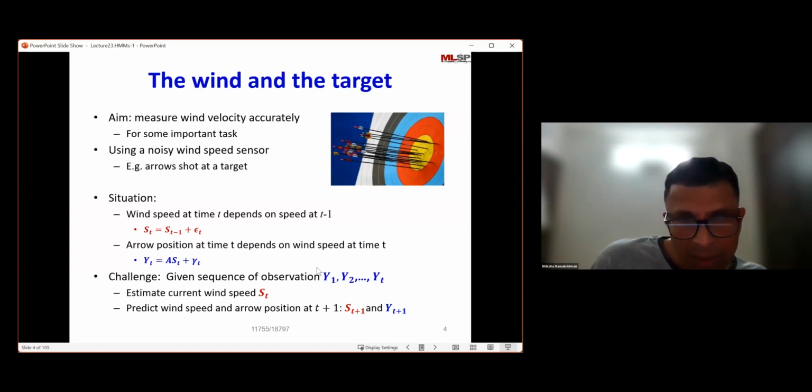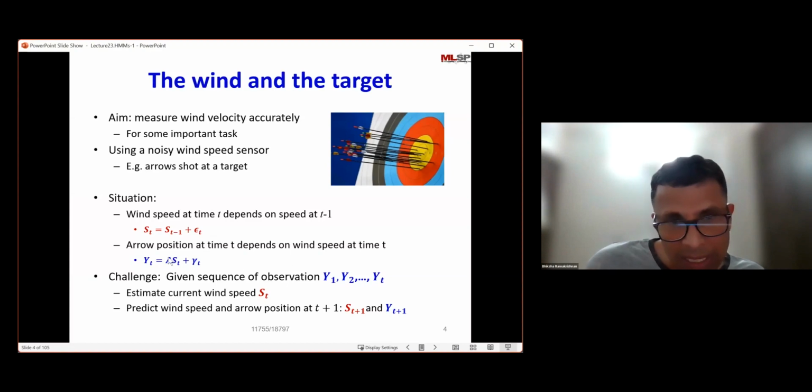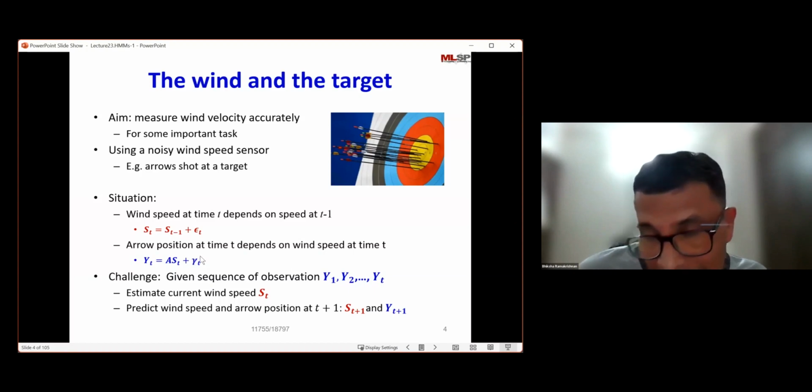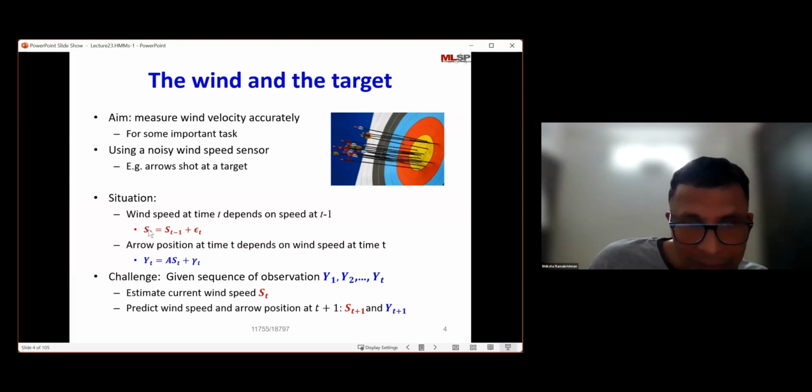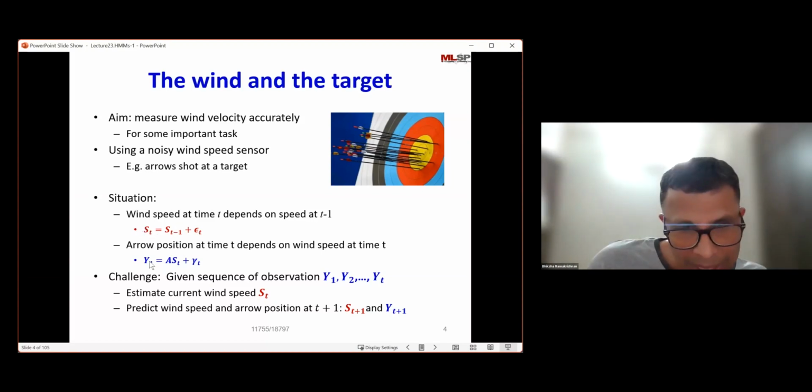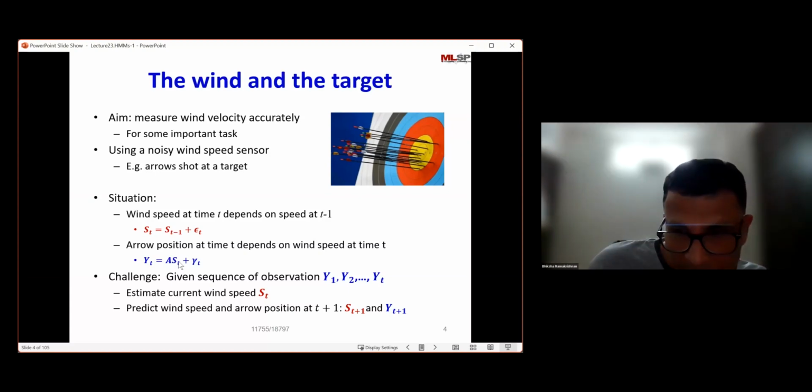So the current arrow position y is a random function of st. It's a random function because even if you knew the wind velocity, you can never predict the exact arrow position because of this gamma term, which is how inaccurate you are. So y is a random function of st, but st itself is a random time series. So you have one random function, s, and a second variable y, which is a random function of a random function. Does that make sense?